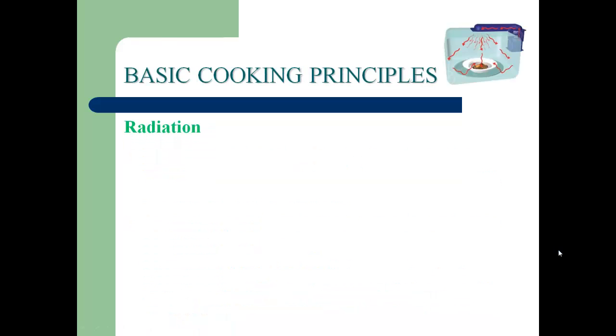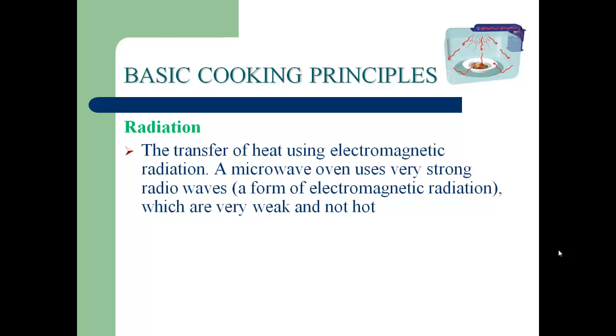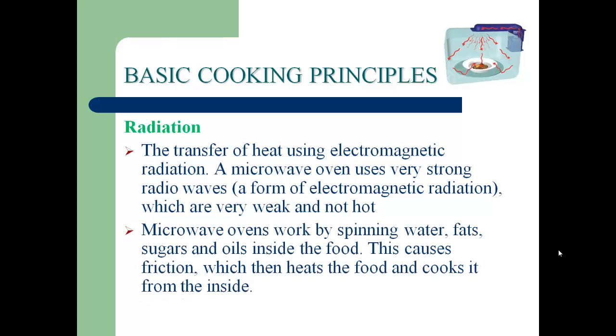Radiation. The transfer of heat using electromagnetic radiation. The microwave oven uses very strong radio waves, a form of electromagnetic radiation, which are very weak and not hot. Microwave ovens work by spinning water, fats, sugars and oils inside the food. This causes friction, which then heats the food and cooks it from the inside.